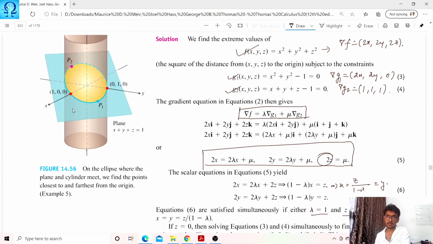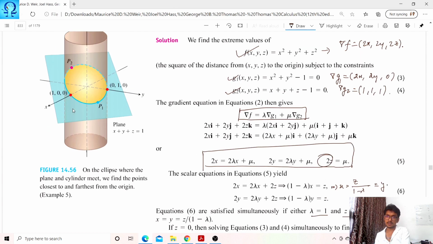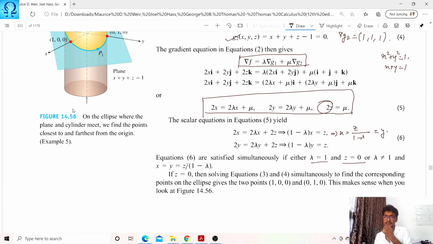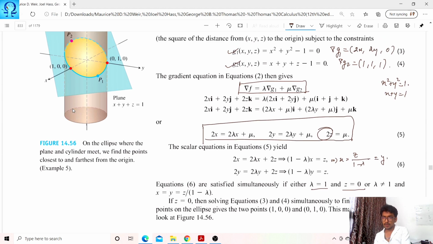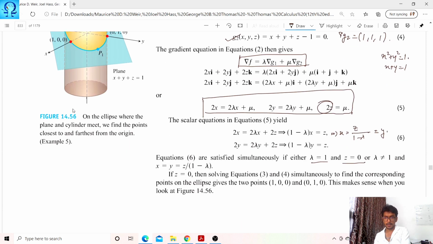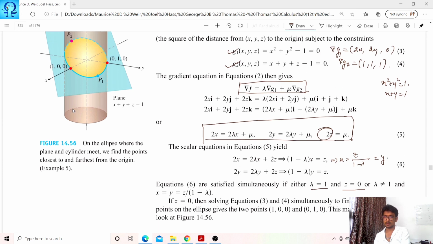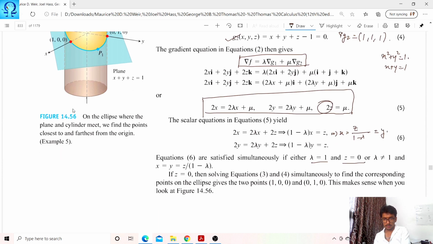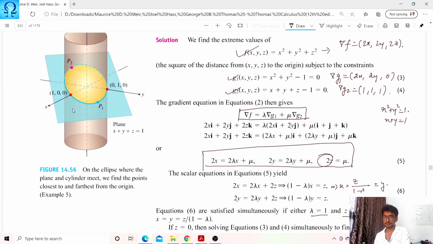If z is 0, then if you solve equations 3 and 4, you get x squared plus y squared is 1, and x plus y is also 1. So you will have to solve this simultaneously. How to do so? What we have assumed is that z is 0, so the sum of squares of these two values has to be 1 as well as the sum of these two values has to be 1.